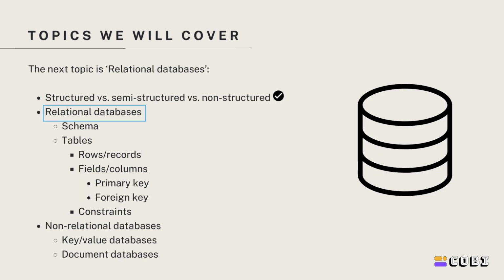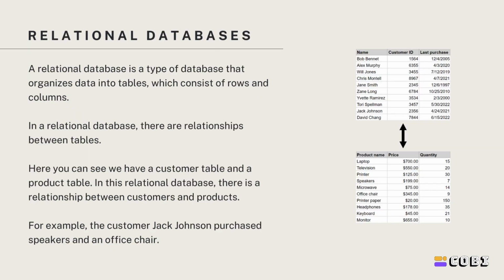Next up, relational databases. A relational database is a type of database that organizes data into tables, which consist of rows and columns. In a relational database, there are relationships between tables. Here we can see we have a customer table and a product table. In this relational database, there is a relationship between customers and products. For example, Jack Johnson purchased speakers and an office chair. This is the relationship between our tables.